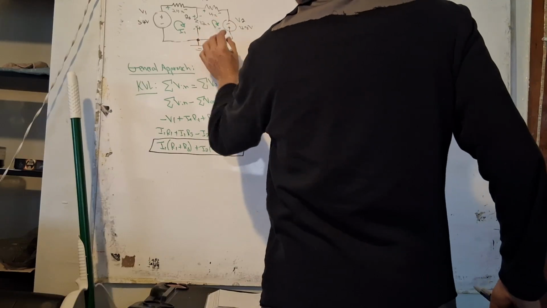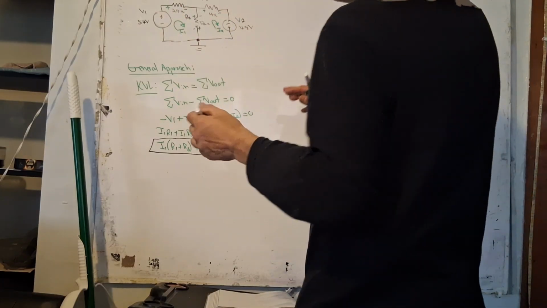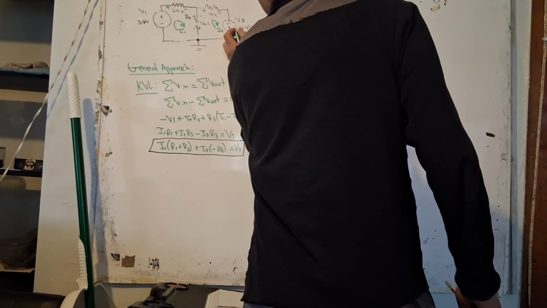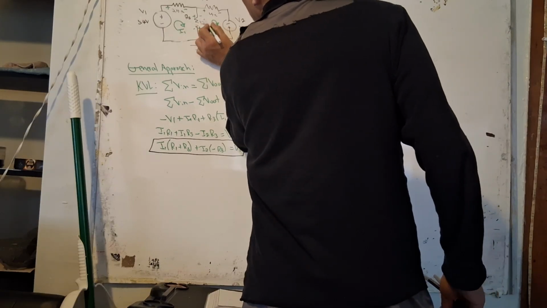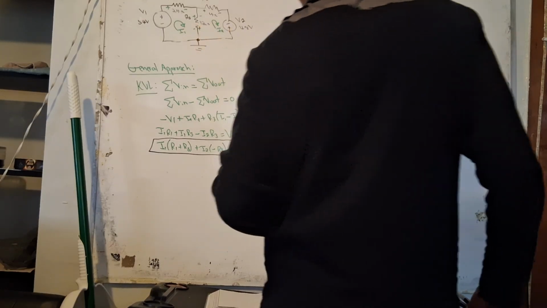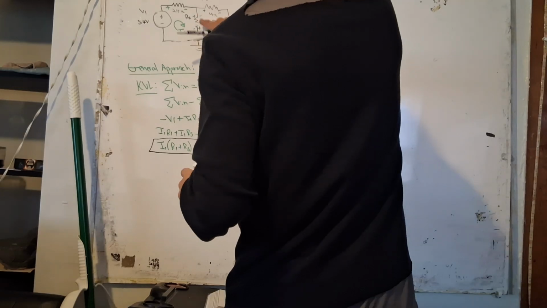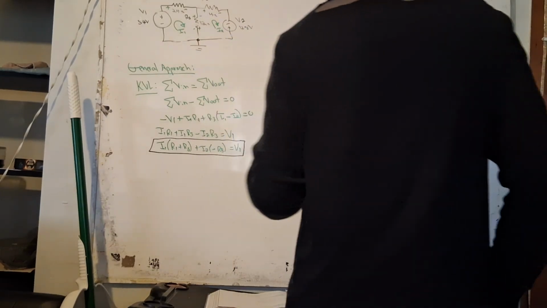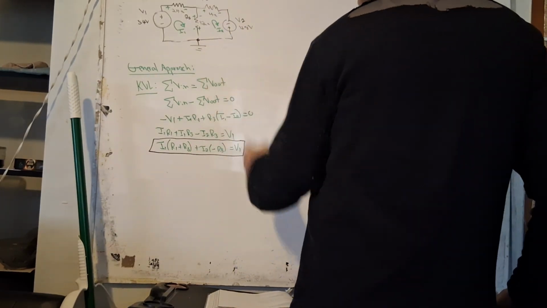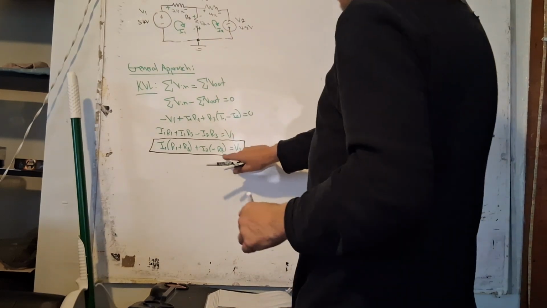Current's always flowing from positive to negative. So I'm going from this positive to the negative. I'm heading towards that negative. So I'm going to put positive here, negative here, positive here, negative here. And when I do the equation, you'll end up with the same thing actually.